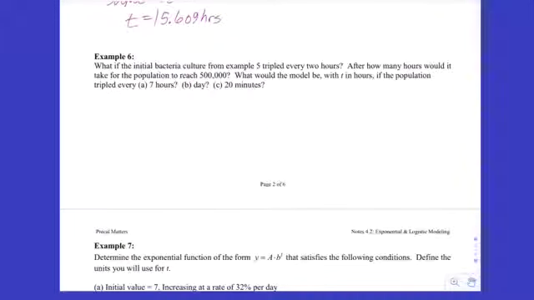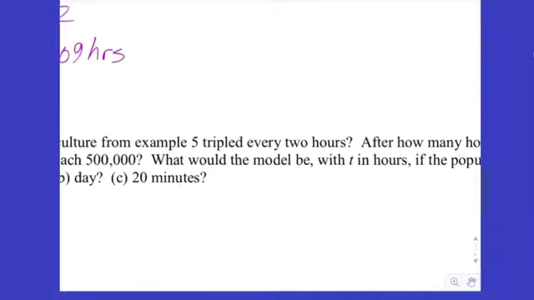So example 6 now says, what if we take the same initial bacteria culture from above, that is the 10, but we change the rule by which they duplicate? In this case, what if they tripled every 2 hours instead of doubling every single hour? Would that be at a faster rate or a slower rate? Should be a little bit slower, right? Because doubling every hour would be the same thing as quadrupling every 2 hours, and here they're tripling every 2 hours. So it's a little bit slower, but the question is, what would the model be?